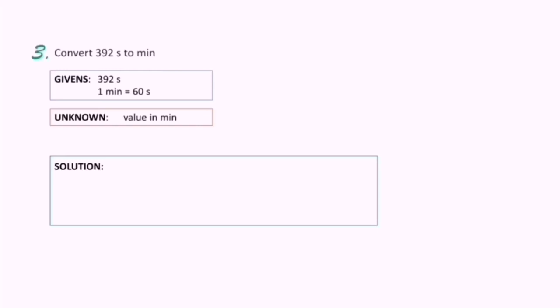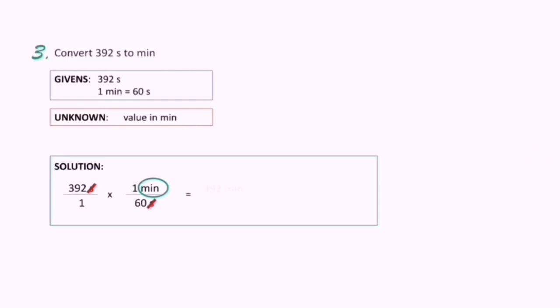Excellent. Now let's look at the solution. We have 392 seconds over 1 because it's a whole number. Multiply it with 1 minute on top because it is our needed unit, over 60 seconds as the denominator because we need to cancel out seconds, so that minute is going to be our remaining unit. So you're going to multiply 392 by 1 and 1 by 60.